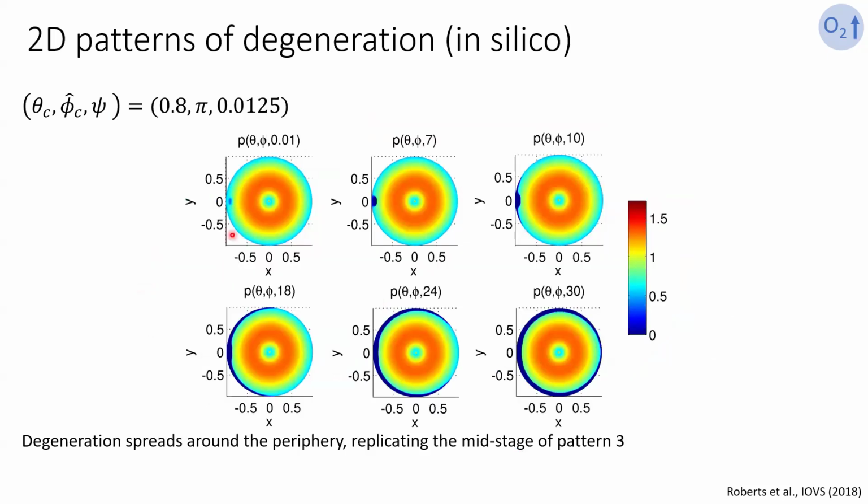Whereas if I do the same thing, but I move the damage closer to the periphery, a different phenomenon occurs. So here, time is marching onwards, left to right, 1, 2, 3, and then 4, 5, 6 at the bottom. So what you find now is that this patch consolidates, expands outwards to the edge of the retina and winds around the periphery. And then these two arms keep going around the edge until they meet at the far side. So this actually replicates the mid-stage of pattern 3 that I mentioned earlier.